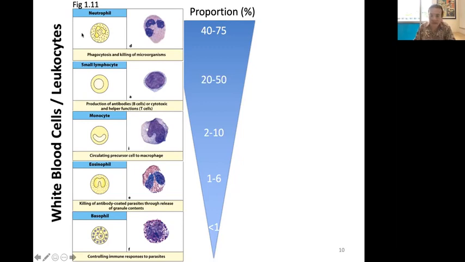The most abundant of these 5 types of white blood cells or leukocytes in your blood are the neutrophils. So anywhere from 40 to 75% of the white blood cells in your blood at any given time are these neutrophils. I say 40 to 75 because that varies from person to person and also depending upon whether or not you're actually experiencing an infection. Okay. Then the second most common one are the small lymphocytes. So these small lymphocytes, things like B cells, T cells, are pretty abundant floating around in your blood as well. 20 to 50% of the white blood cells in your blood at any given time are the small lymphocytes.